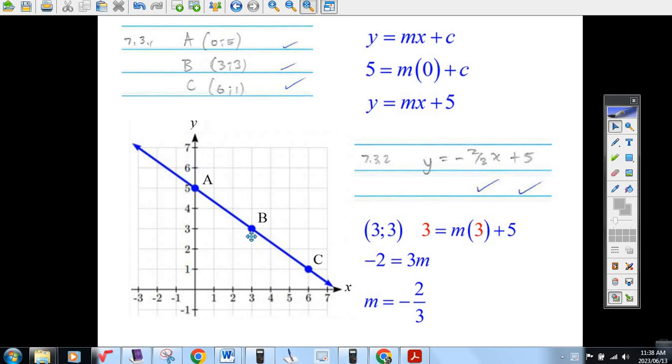B is 3 and 3, 3 in the x, 3 in the y, and C is 6 in the x and 1 in the y. So those 3 marks were real easy. But the next 2 marks are way more challenging, because I ask you, what is the equation of the line that fits with this?